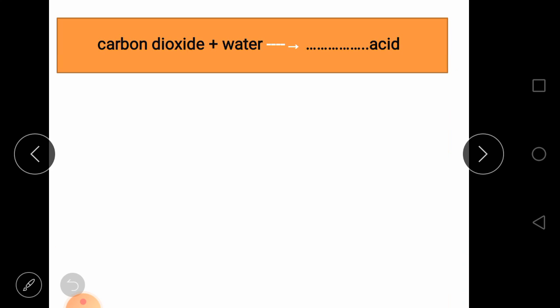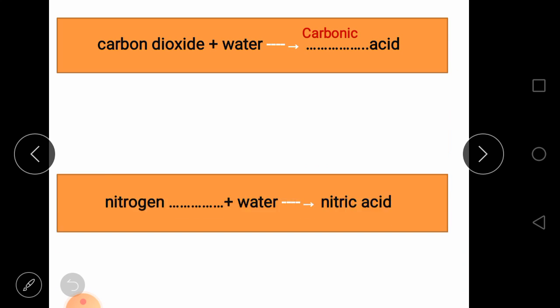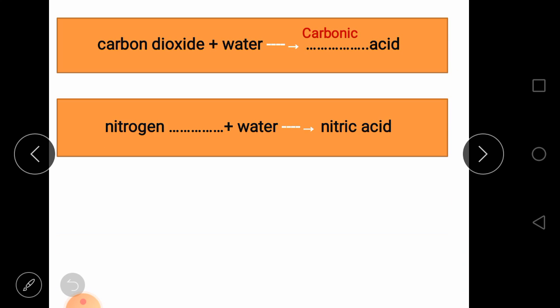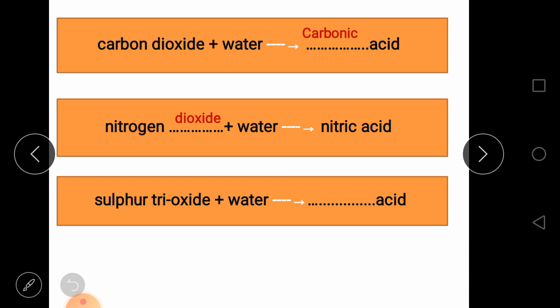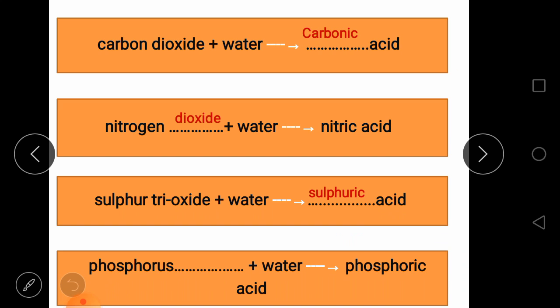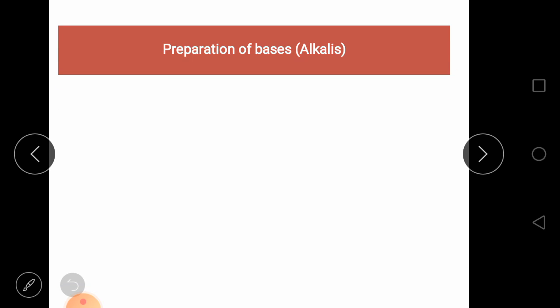Here, preparation of acids: non-metal oxide with water give acids. Let's go to carbon dioxide here. Yes, it gives carbonic acid. Nitrogen what? Nitrogen dioxide. Yes, give nitric acid. Sulfur trioxide give sulfuric acid. Phosphorus what? Pentoxide. Yes, good, give phosphoric acid.